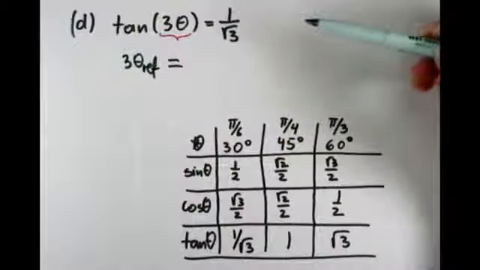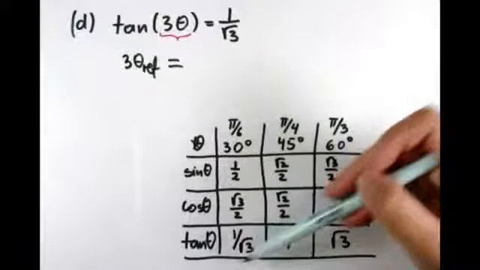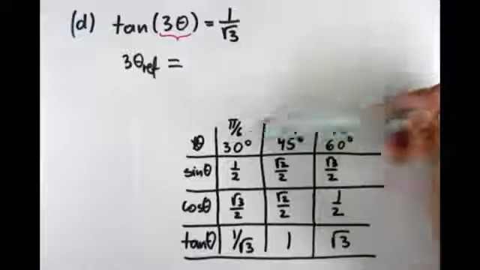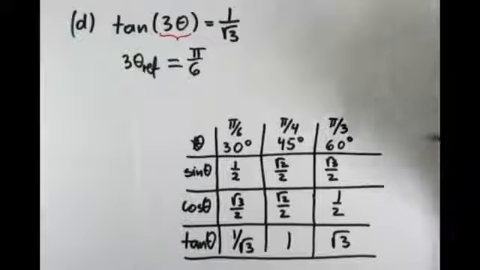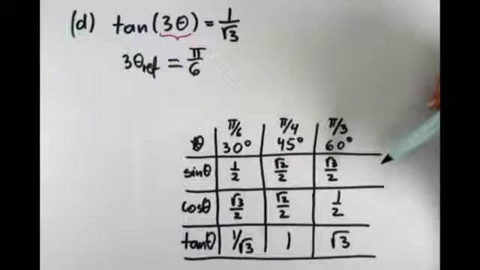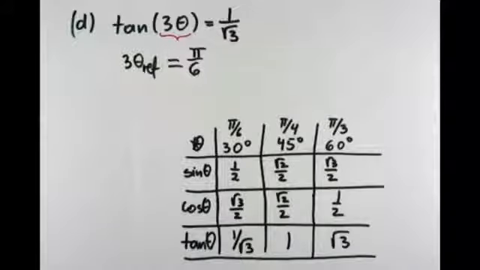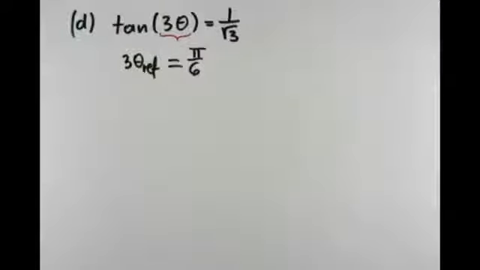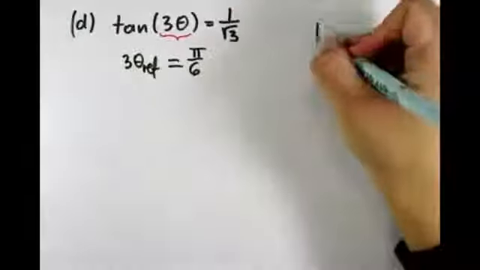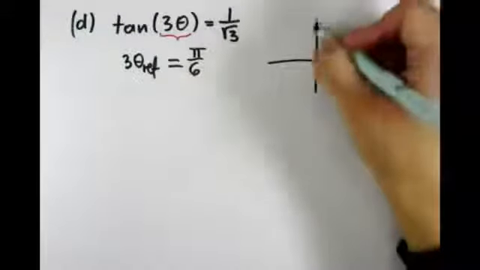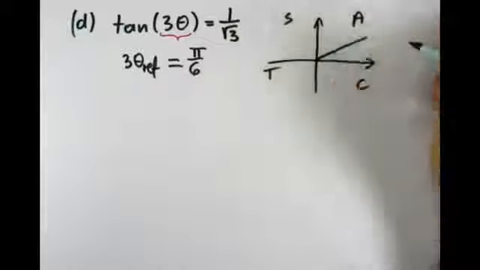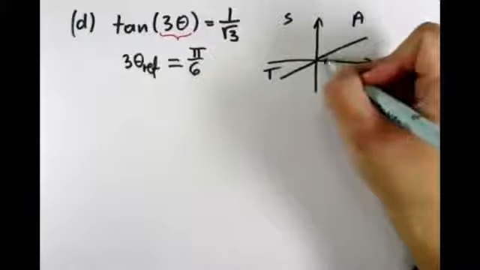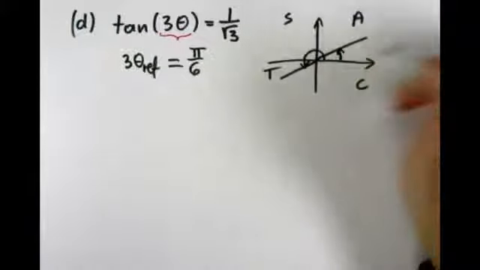Theta reference, 1 over root 3 for tangent, is pi over 6. It is a good idea to draw the chart each and every time, then you would learn the chart. So now we do need to complete that tangent is positive. As before, tangent is positive in the first and in the third quadrant. So I have those two angles.